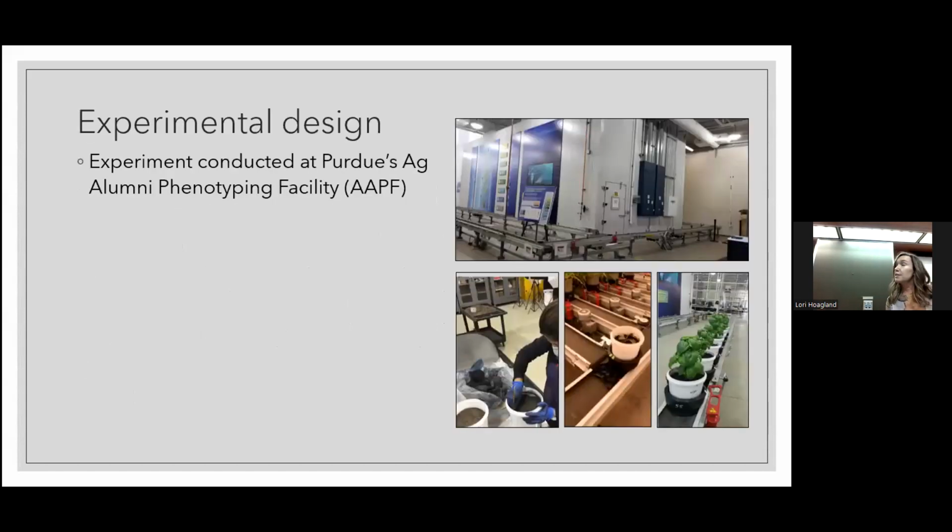So we conducted this experiment at Purdue's new Ag Alumni phenotyping facility over there in Lilly Hall, which is a great place to work. It's a very highly controlled environment, so you can really dial down specifically to what you're interested in and know you're going to have really high control to be focusing on what you want.